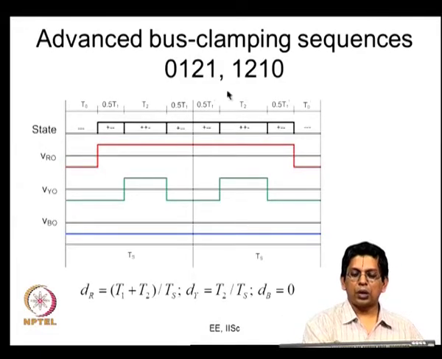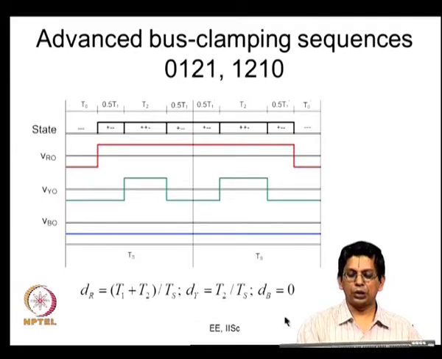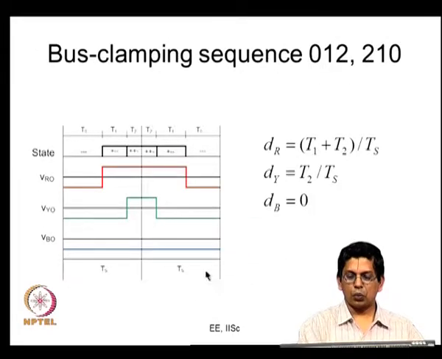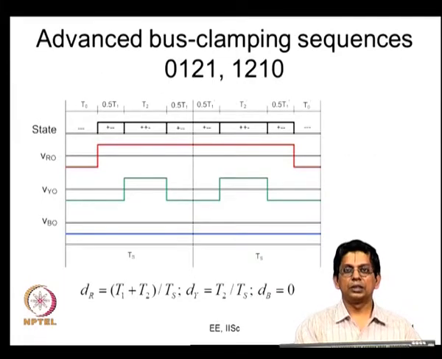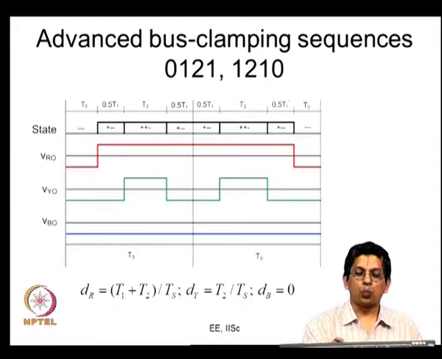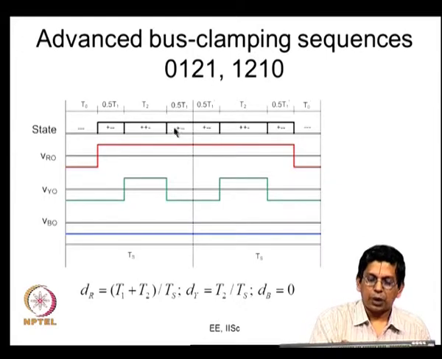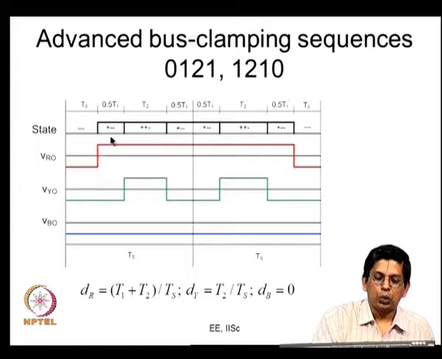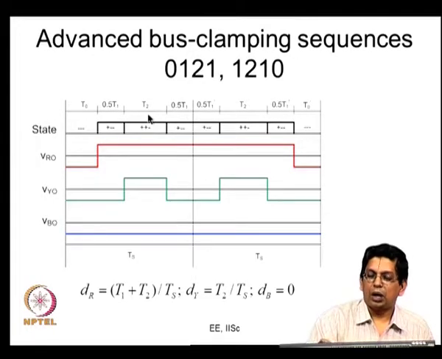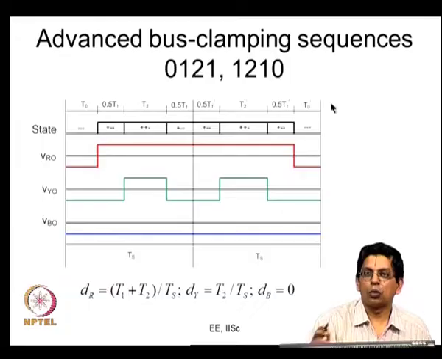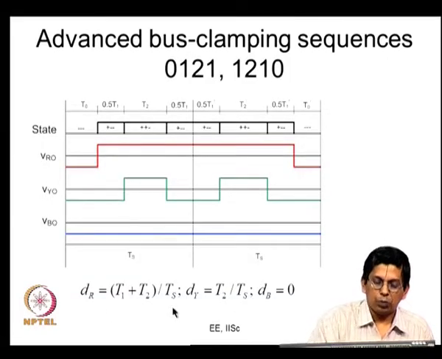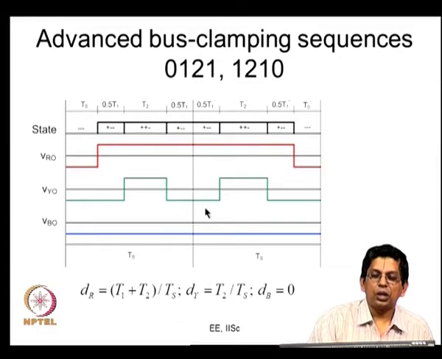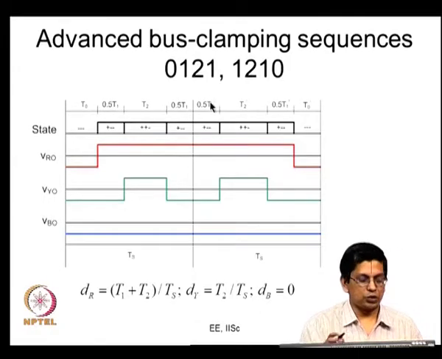So for the sequence 0, 1, 2, 1, 0, these are the 3 phase duty ratios, and they are the same as what you get for 0, 1, 2. The same way you have the other advanced bus clamping sequences, 1, 0, 1, 2, where this 0.5 T1 can be shifted ahead, or 2, 1, 0, 1. For those sequences also you will find the duty ratio is the same. Though a particular phase switches twice, the duty ratio for 0, 1, 2, 1, 0 or 1, 0, 1, 2 is the same as the duty ratio for 0, 1, 2.